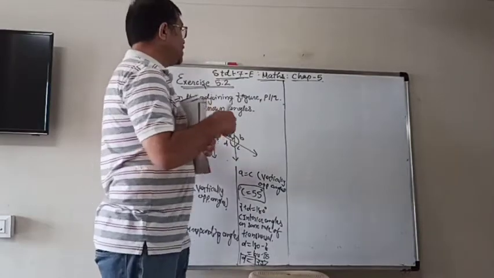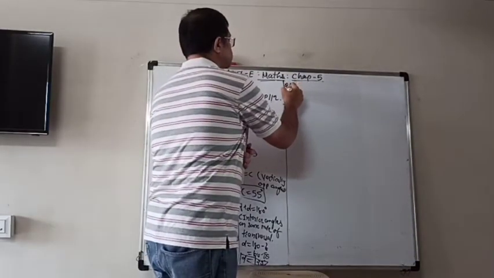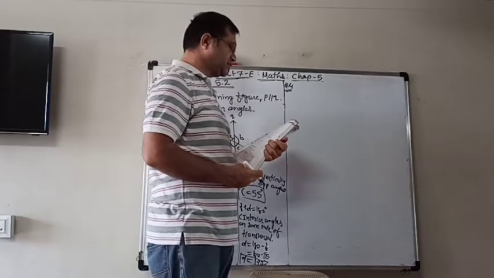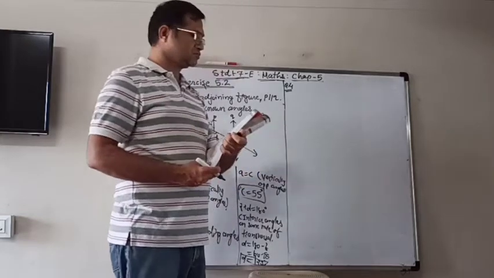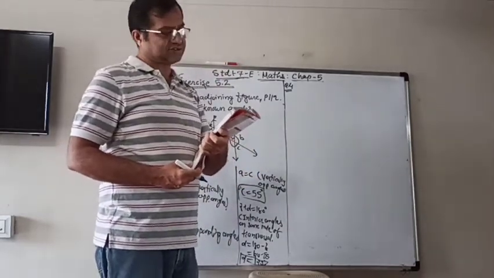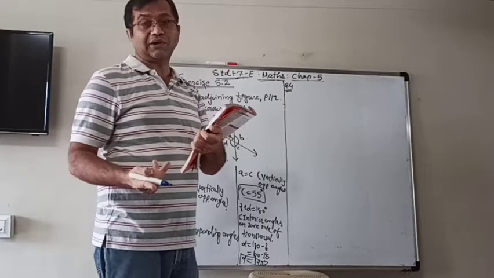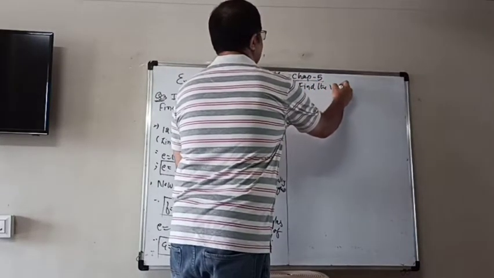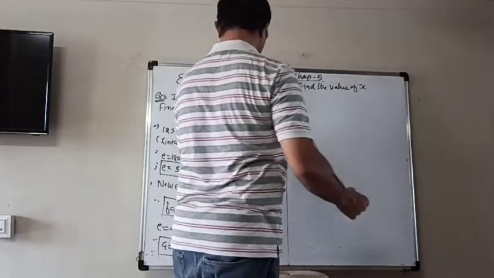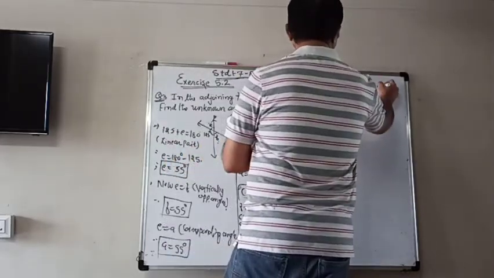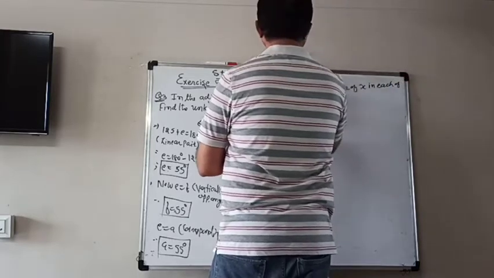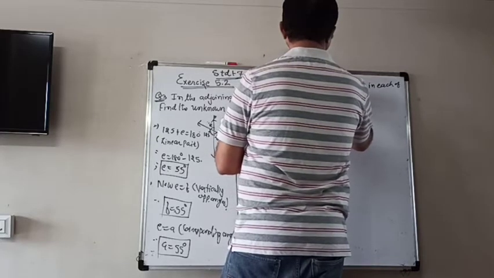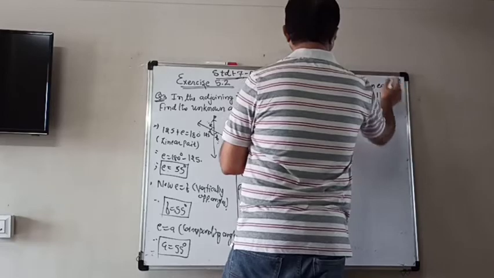So let's do question number 4, in which also there are two figures given. One by one we will take them and we have to check the value of x. Two lines are parallel, given. So find the value of x. Find the value of x in each of the following figures if L is parallel to M. They are given.